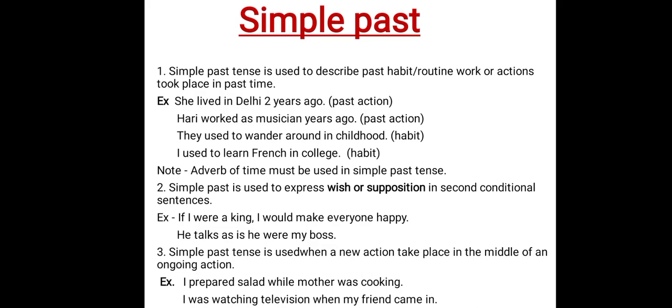I was already doing something. Something was already going on. In the meanwhile, at the same time, another action happened. What was that? My friend came in. So the sentence which starts with the conjunction when is written in simple past tense, and the part of the sentence starting with while is written in past continuous tense, which we will learn later.